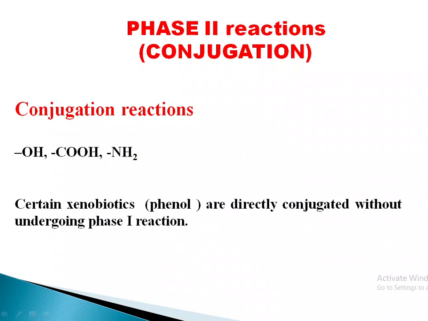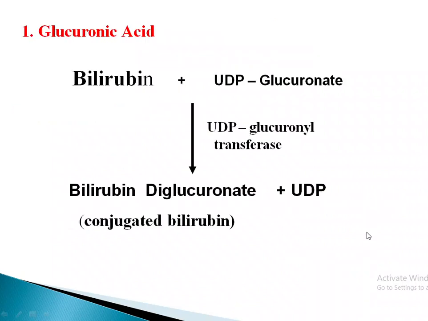Phase 2 reactions mostly metabolize phase 1 byproducts, which contain reactive groups such as OH, COOH or NH2, into more hydrophilic and non-toxic molecules, so that they can be easily excreted from the body. Glucuronic acid conjugation catalyzed by the enzyme UDP glucuronyl transferase is the most common phase 2 reaction. UDP glucuronic acid is the glucuronyl group donor.